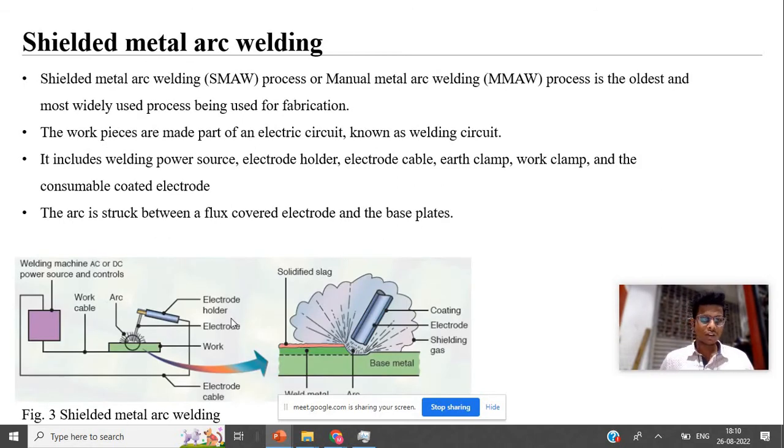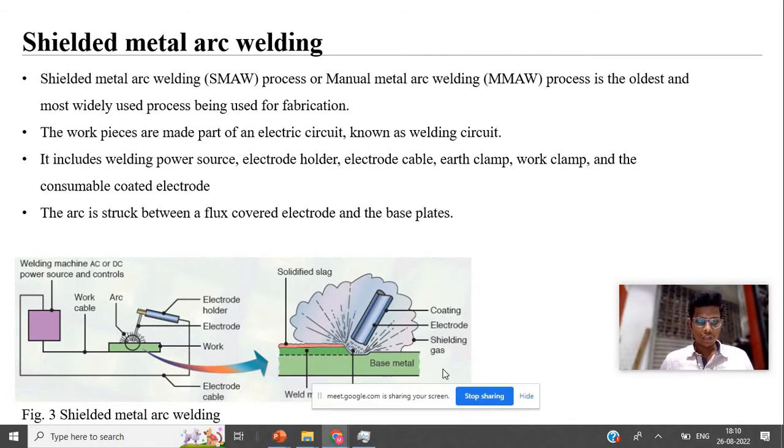Then shielded metal arc welding. This is the common welding which we generally see at construction sites or even on the roadside.